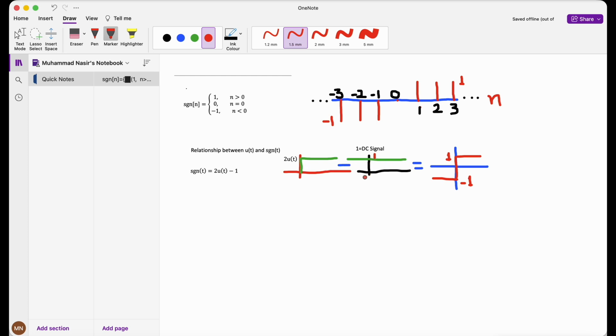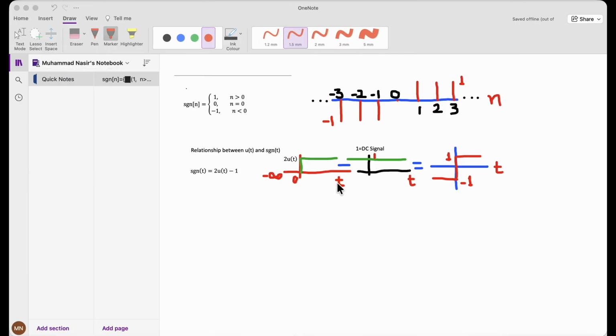So this is the x-axis, which is t, and this is y of 2 u(t). Here the 1 means a DC signal, and this is also t. If you subtract these two signals, here it is 0, here it is negative infinity, and here it is positive infinity.